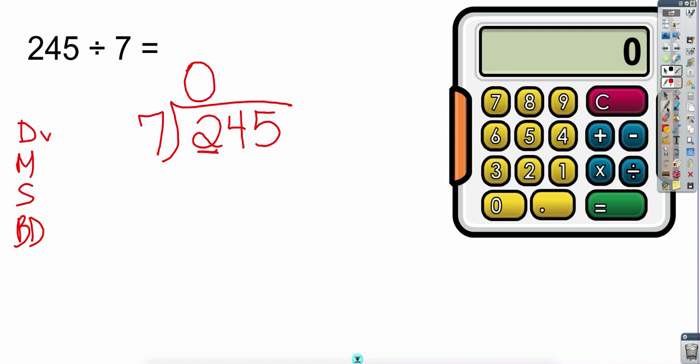If you get an answer of 0, that's fine. When you divide and you get a 0, you put it up there. So 7 goes into 2 0 times, and then I'm going to do 0 times 7 is 0. Subtract. Bring down.